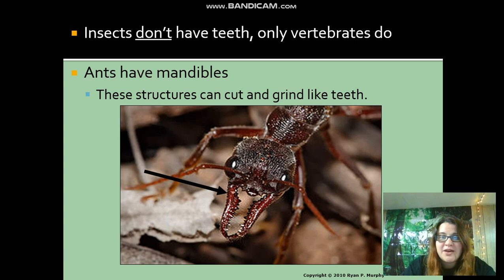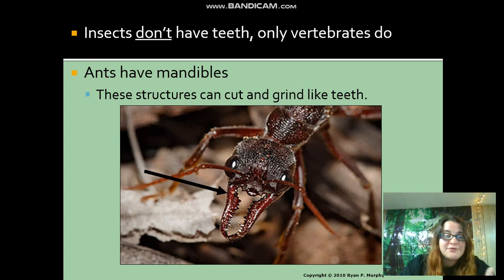Insects don't have teeth, only vertebrates do. Ants have mandibles, and these are structures that can help them cut and grind just like teeth, kind of like little saws, and they'll cut up a little leaf so they can take some back to their colony. Of course, that's a leaf cutter ant that I was talking about.